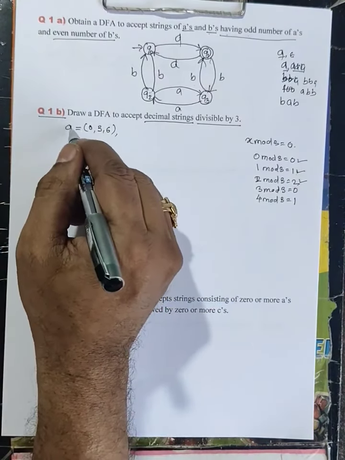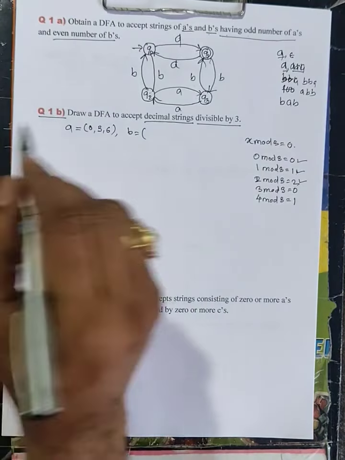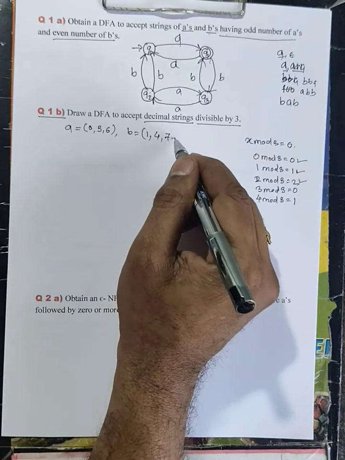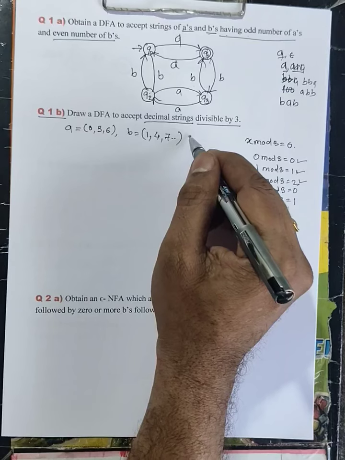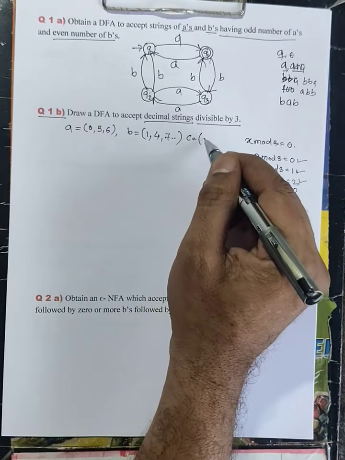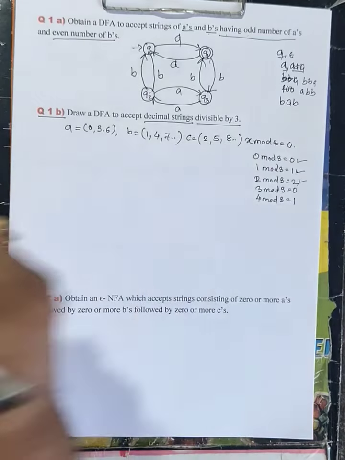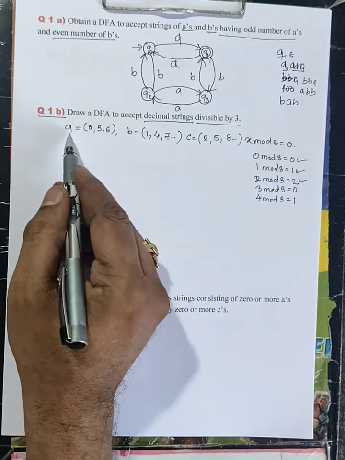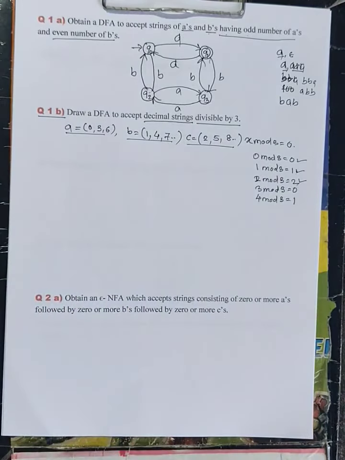For this we can assign input symbol A. Then B for remainder 1. When will we get remainder 1? The numbers are 1, 4, 7. For these numbers we'll get remainder 1. Next we'll get remainder 2. When will we get remainder 2? The numbers 2, 5, 8 up to n. Remainder will be 0 or 1 or 2, which means there are 3 input symbols. If the remainder is 0, that is divisible by 3.